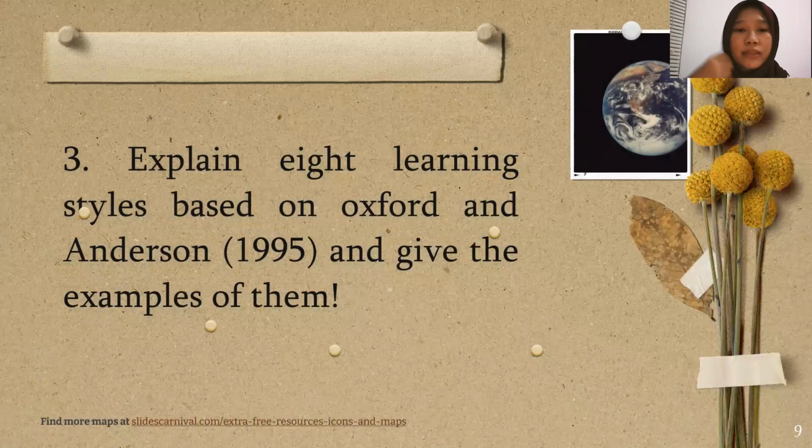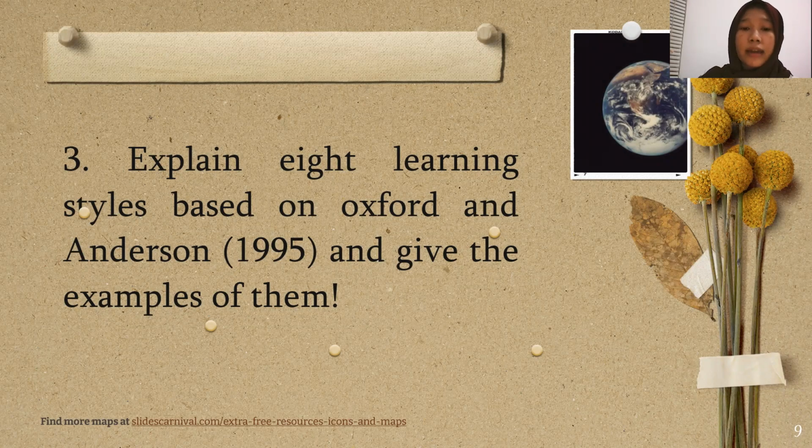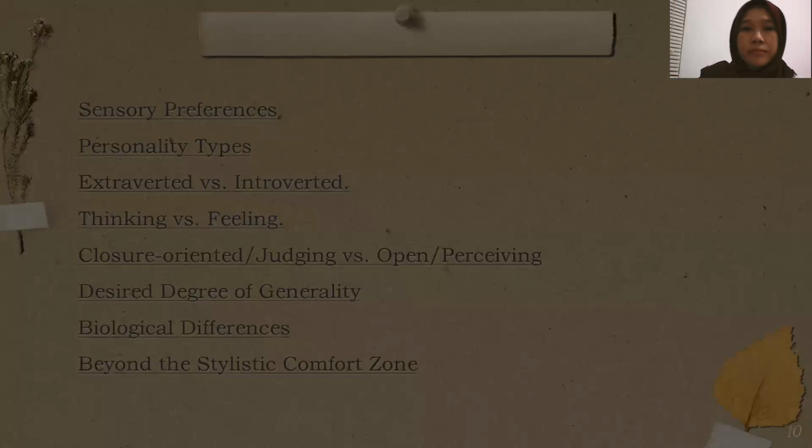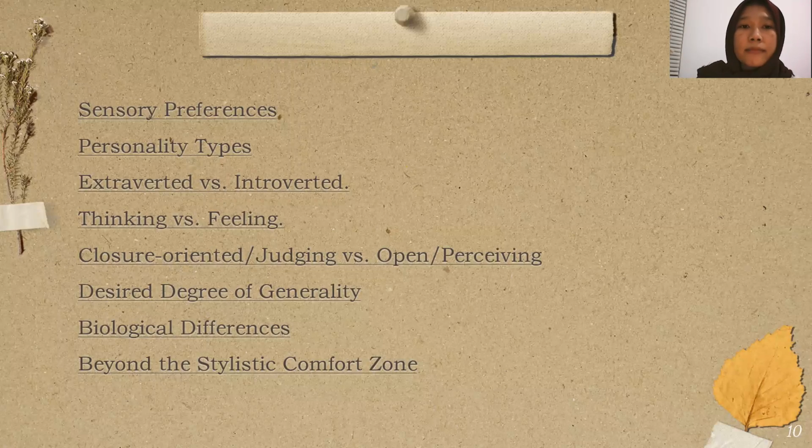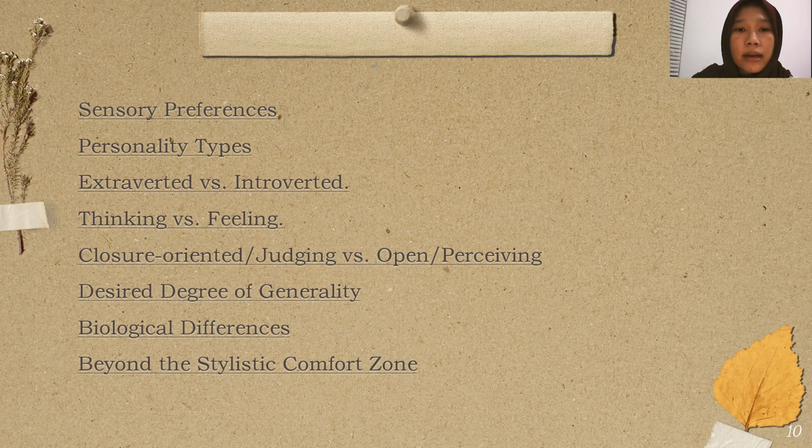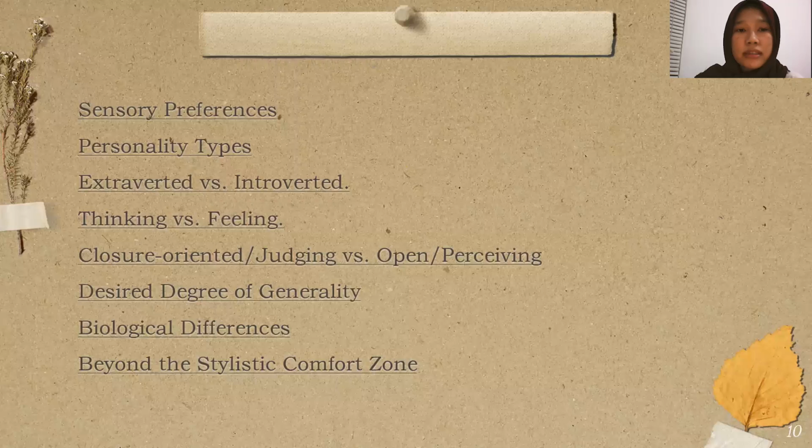So for the next question, explain the 8 learning styles based on Oxford and Anderson 1995 and give examples of them. So we have 8 of them, as you can see from the slide. The first one is sensory preference, which can be broken down into 4 main areas: visual, auditory, kinesthetic, and tactile.